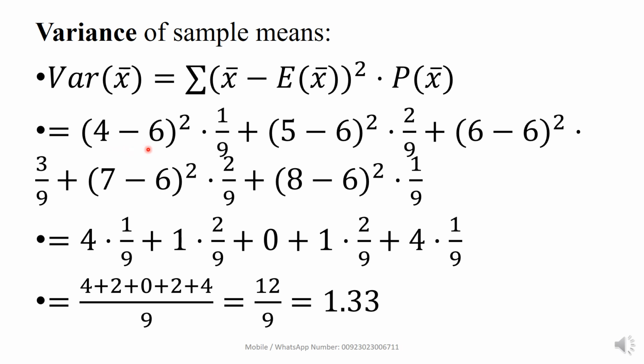First 4 minus 6, then square, we get 4 times 1 upon 9, plus sign. 5 minus 6, then square, then we get plus 1 multiplied by 2 upon 9. Right here, plus sign, 6 minus 6 we get 0. It means all this value is 0. Now 7 minus 6 is 1, because the square is given. 8 minus 6 is 2 and the square is given as 4. After these values, then we simplify. You can see here we have simplified. Then the final value we get is 1.33. This is the variance of the sample mean.